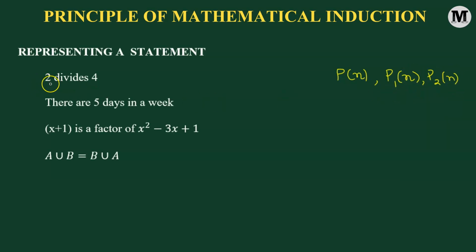For instance, if we consider the statement 2 divides 4, we can simply consider it to be P(n). Then we can consider the next statement to be P1(n). There are 5 days in a week. The third statement is P2(n) such that x plus 1 is a factor of x squared minus 3x plus 1. And the fourth one is P3(n) such that A union B equals B union A.